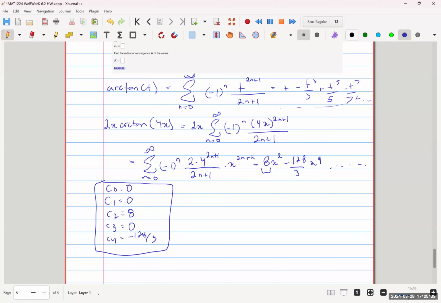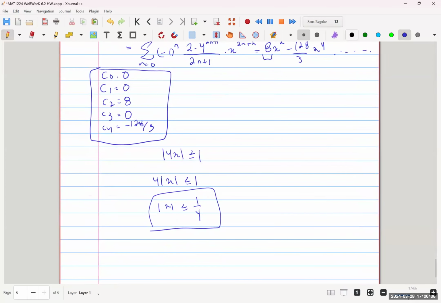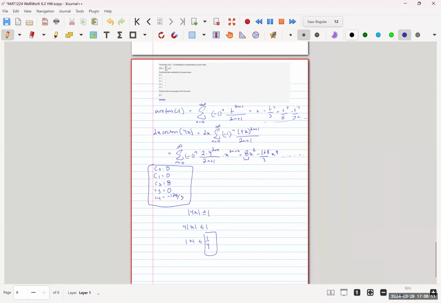And now we need to find our R, which is similar to the other one, which was 7x. This one's going to be absolute value of 4x less than or equal to 1. So that can be written as 4 times the absolute value of x less than or equal to 1, which is just absolute value of x less than or equal to 1 over 4. And that is our radius of convergence, 1 over 4. And that is the solution to question 6.